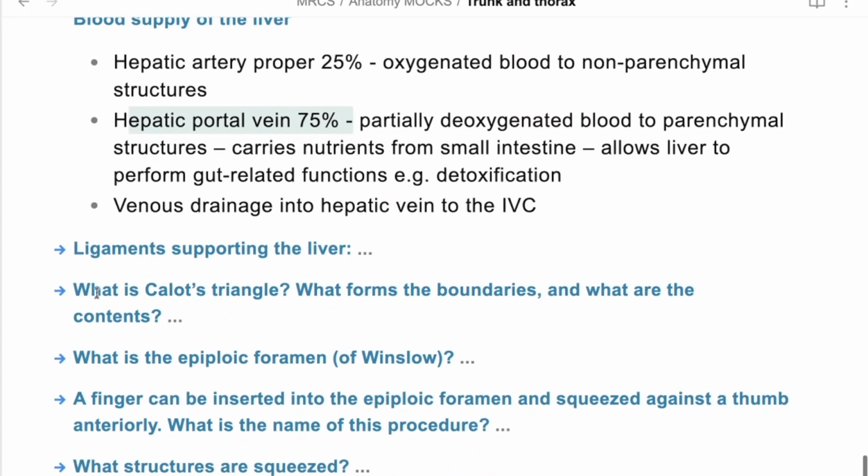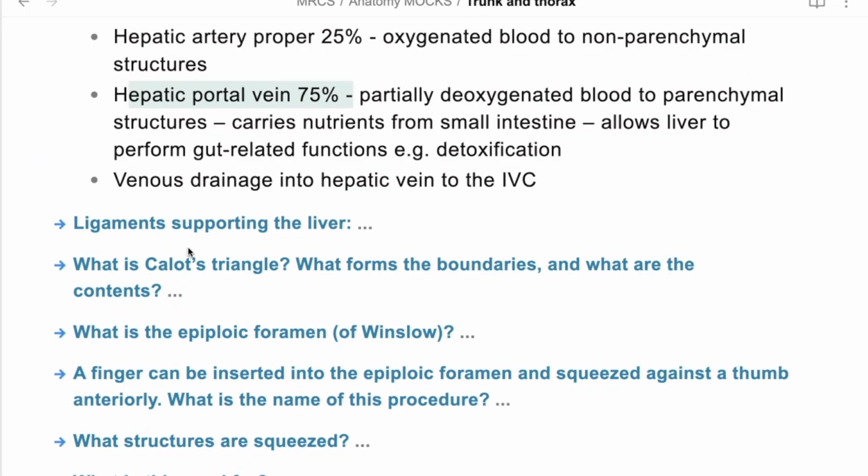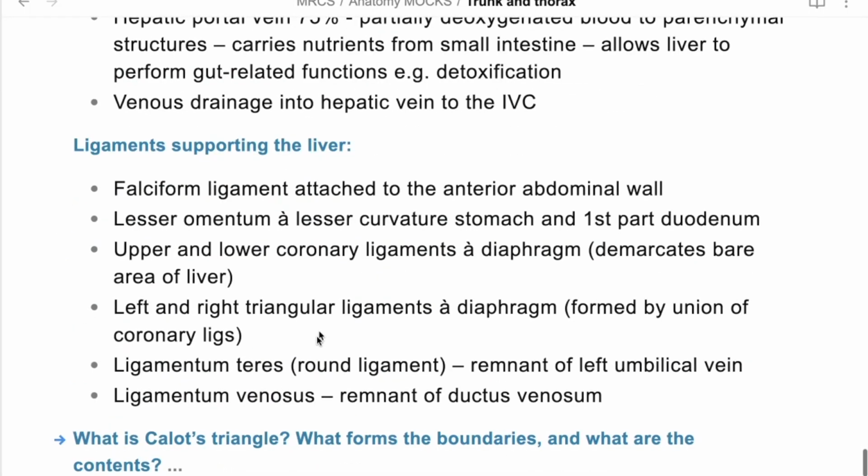Okay. Ligaments supporting the liver. Enumeration. I think this is the triangular ligament. Yeah. And the falciform ligament. Okay. And the ligamentum teres. Okay. Anything else? The ligamentum venosum. Anything else? And the lesser omentum, but it's not mentioned as a ligament, but it will be.